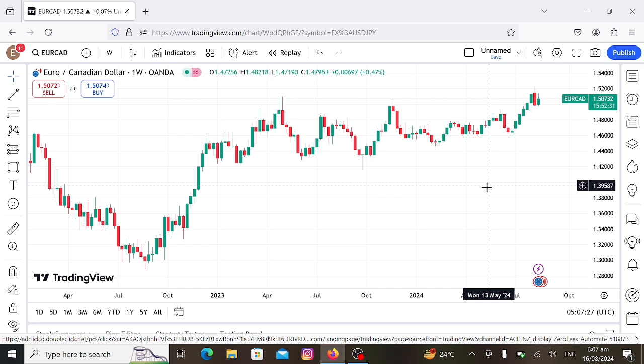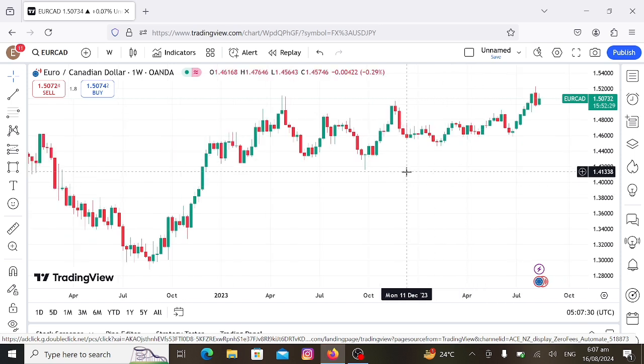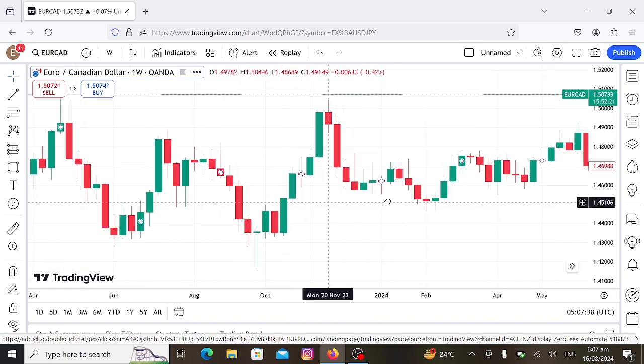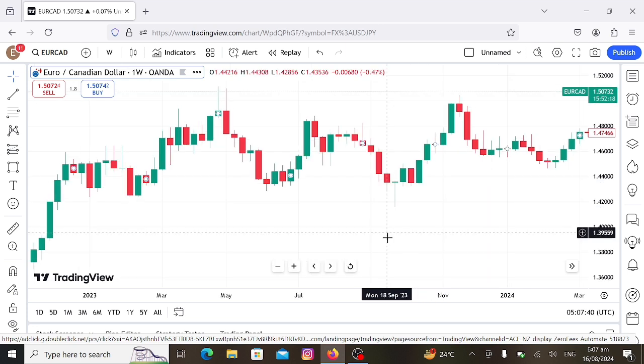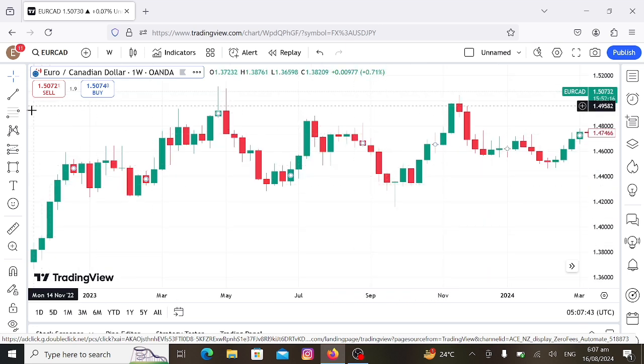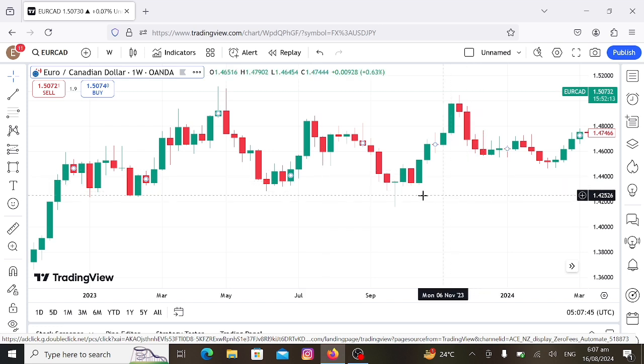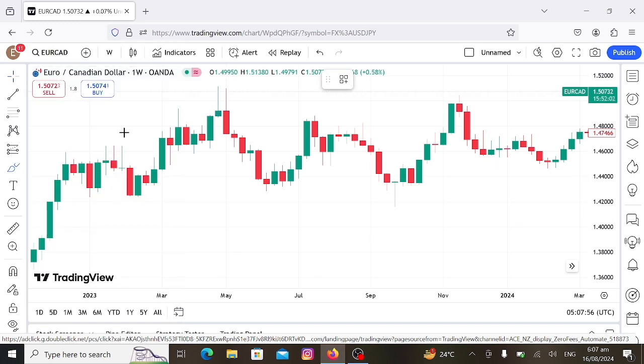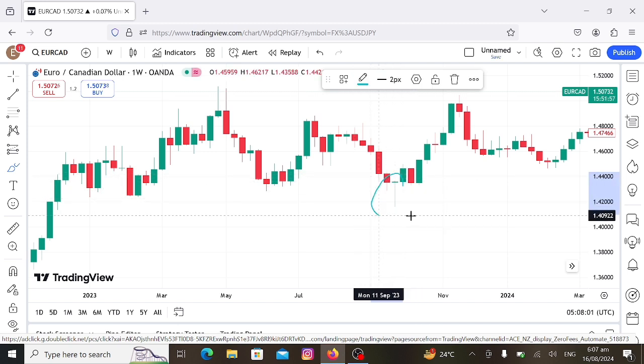Alright, this is another perfect example. This is a hammer as well. Very perfect example. You can see immediately a hammer forms here. And a hammer is more valid, especially when it is formed on a higher time frame. So when you are looking for a hammer, when you want to trade a candlestick pattern, look for the hammer from a higher time frame. You see this one here. This is a bullish hammer.